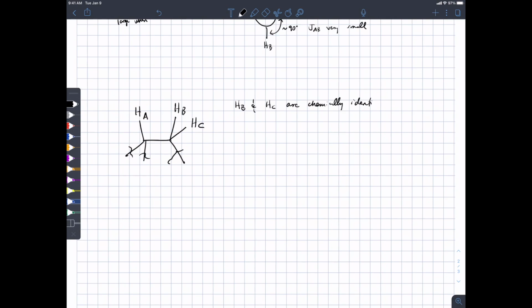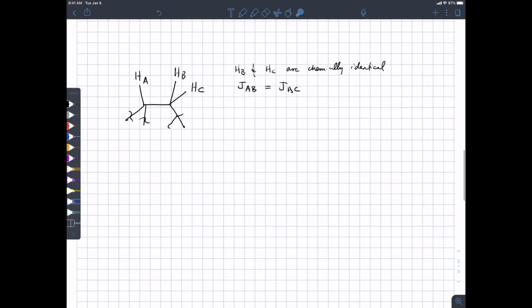identical. They're not diastereotopic, they're identical to each other. And therefore, the coupling constant between A and B is going to be equal to the coupling constant between A and C. Both of these, B and C, will influence A in the same way.